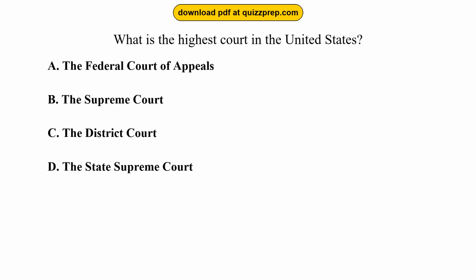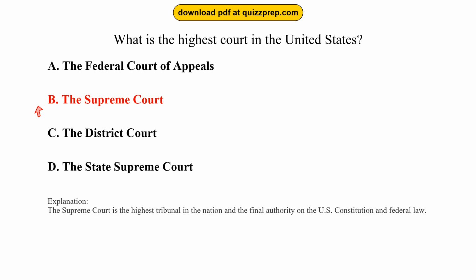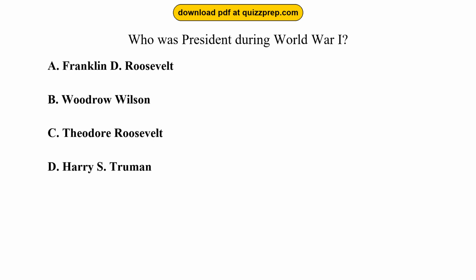Question 74. What is the highest court in the United States? Option A, the Federal Court of Appeals. Option B, the Supreme Court. Option C, the District Court. Option D, the State Supreme Court. The correct answer is option B, the Supreme Court. The Supreme Court is the highest tribunal in the nation and the final authority on the U.S. Constitution and federal law.